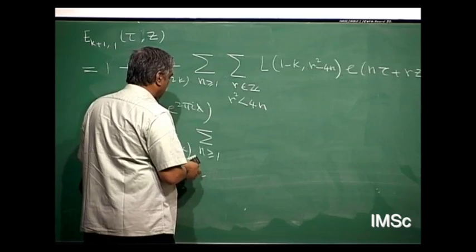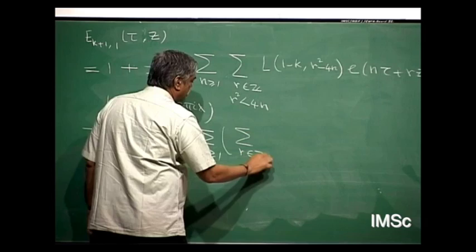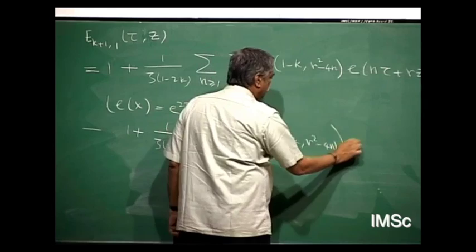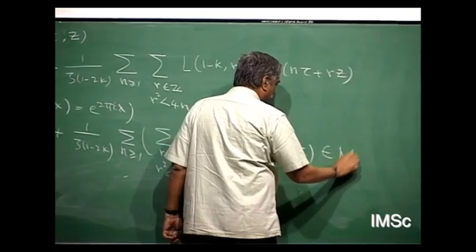As a function of n, r belongs to Z, r square less than 4nl, 1 minus k, r square minus 4n, e(nτ). This is a modular form belonging to this space.